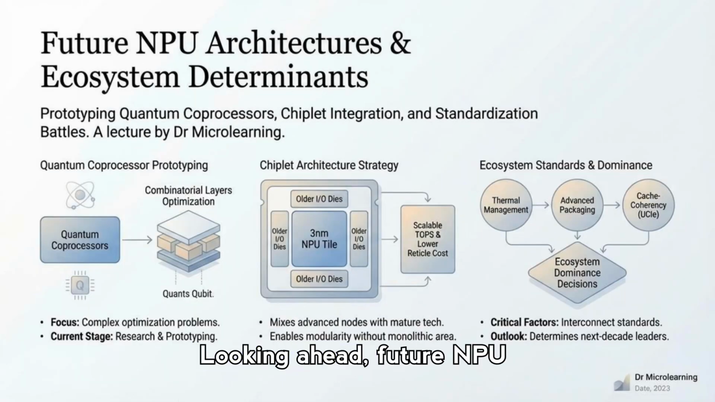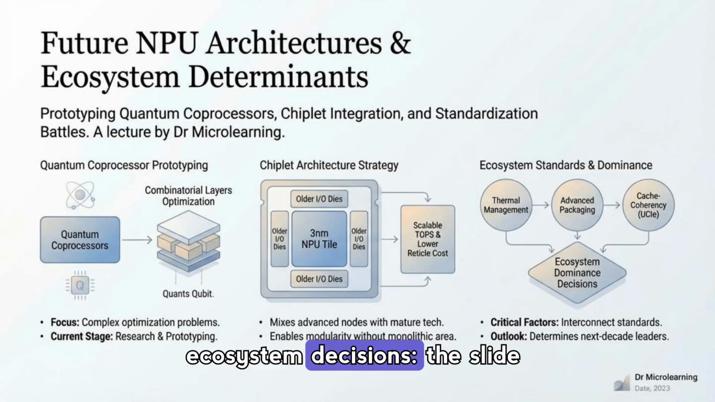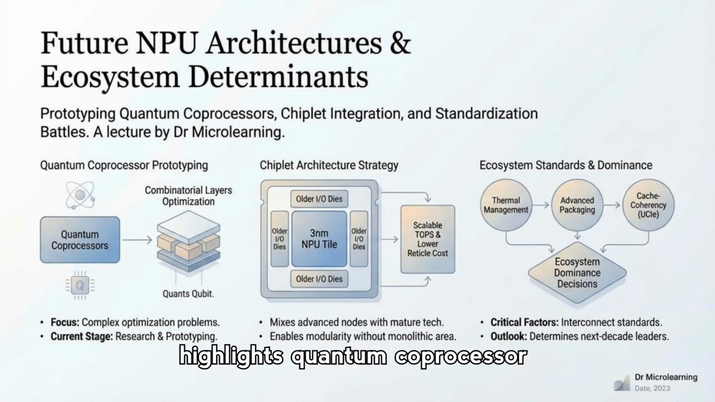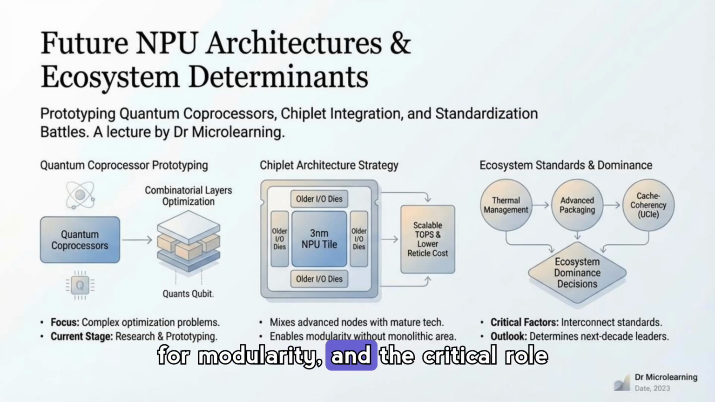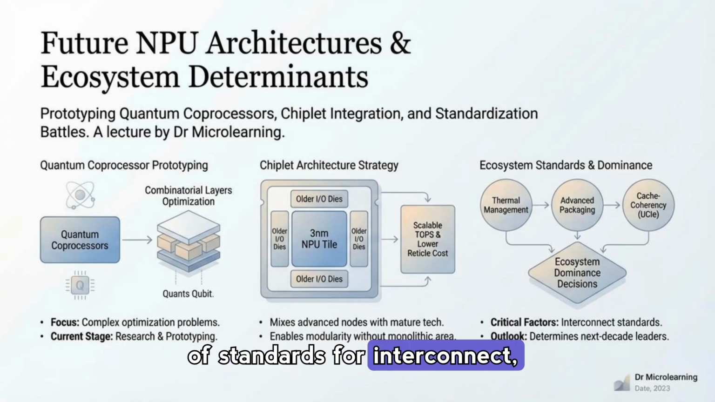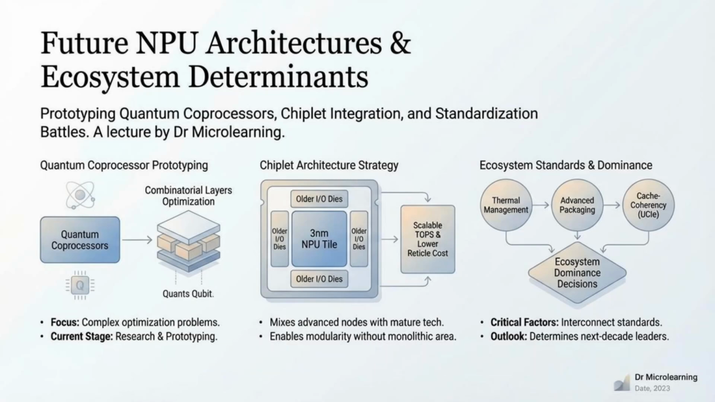Looking ahead, future NPU architectures will be shaped by experimental technologies and ecosystem decisions. The slide highlights quantum coprocessor prototyping for complex optimization, a chiplet strategy mixing advanced and mature nodes for modularity, and the critical role of standards for interconnect, thermal management, and packaging that will determine which platforms lead in the next decade.